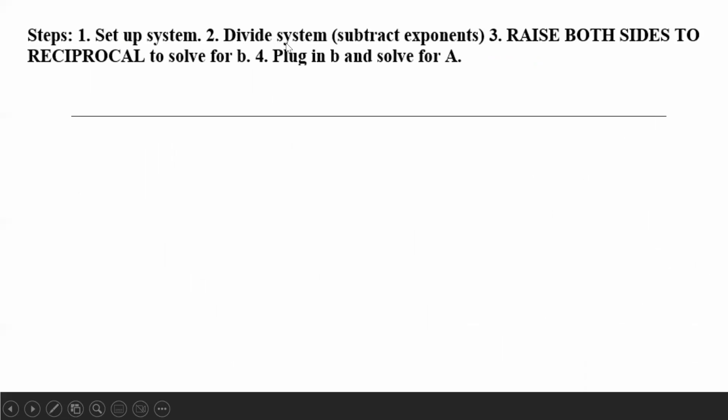Anyway, here's your steps. Set up a system, divide the system, subtract your exponents, raise both sides to the reciprocal, solve for b, plug in b and solve for a, state your equation.